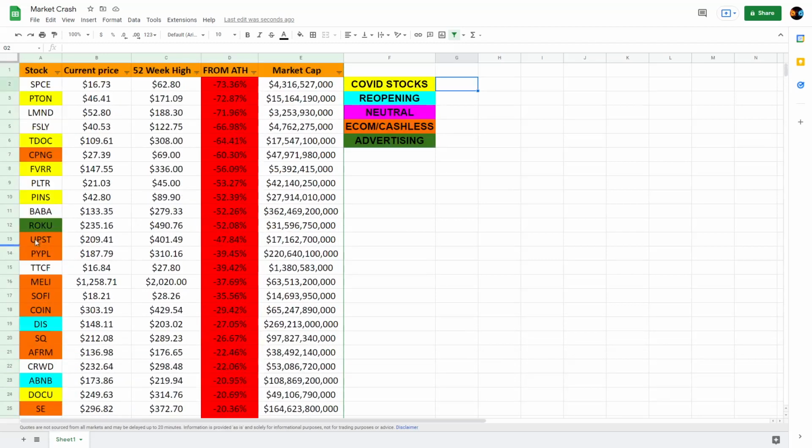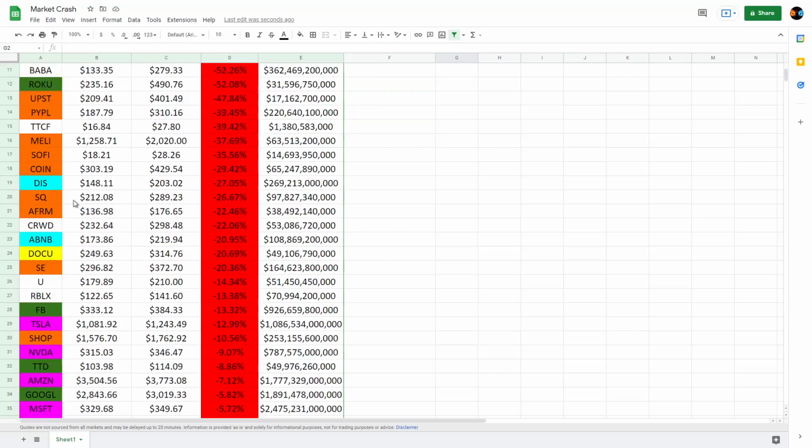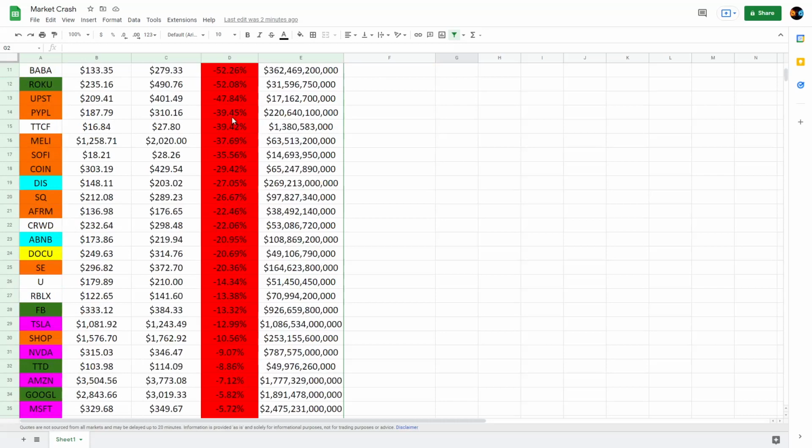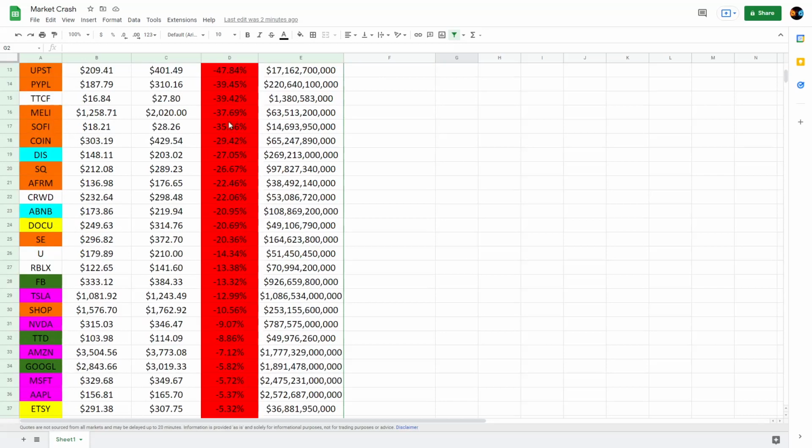But if we go back up, I've categorized them from COVID stocks, reopening ones, neutral, e-commerce and cashless future, and then advertising. Obviously, there are some other stocks there, but for the sake of discussion, let's keep it as simple as possible. Now, if you take a look here, you can see that stocks that are down 40% or more are coming from various categories. Obviously, COVID stocks got hit the hardest because, well, everybody thinks nobody's going to use those products anymore. But as you can see, a lot of stocks are down immensely since their all-time highs.